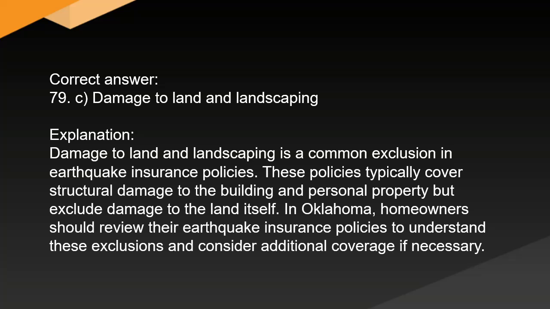Correct answer. C. Damage to land and landscaping. Explanation. Damage to land and landscaping is a common exclusion in earthquake insurance policies. These policies typically cover structural damage to the building and personal property but exclude damage to the land itself. In Oklahoma, homeowners should review their earthquake insurance policies to understand these exclusions and consider additional coverage if necessary.